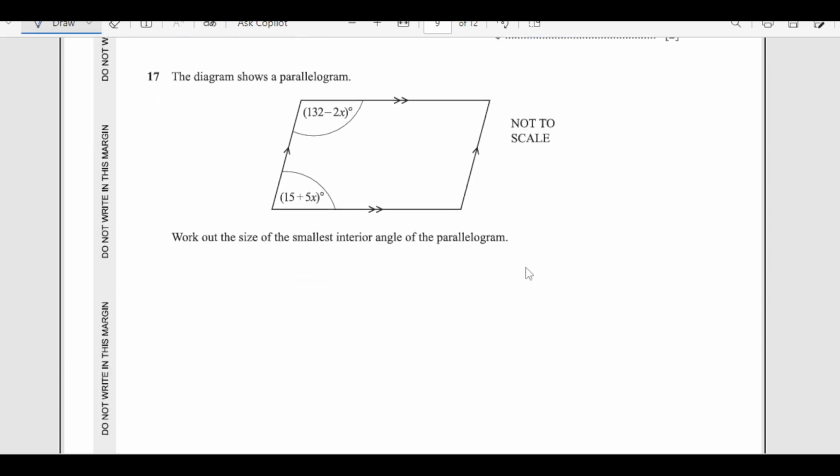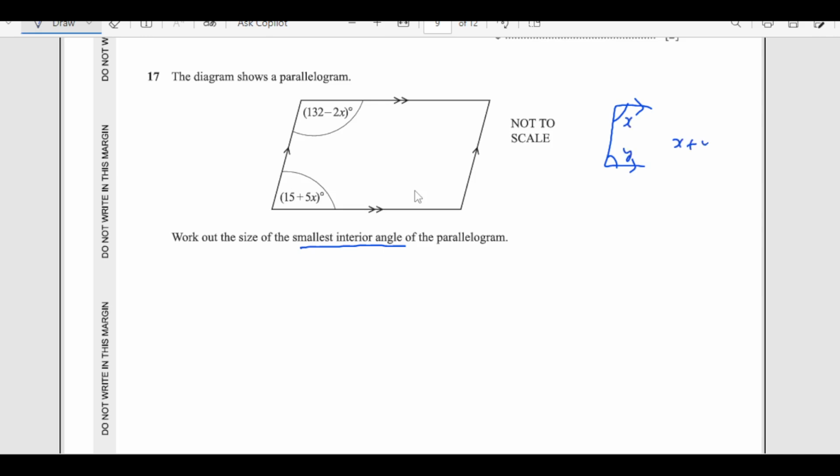Number 17, the diagram shows a parallelogram. Here you see these two arrows show that these opposite sides are parallel. Work out the size of the smallest interior angle in the parallelogram. So now, as you know, these are the co-interior angles. So the sum of these, it is like this. So this and this, they make a C shape here. If these lines are parallel, then these are called co-interior angles, x and y.